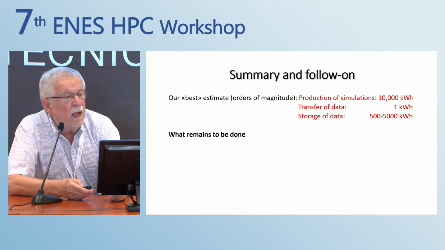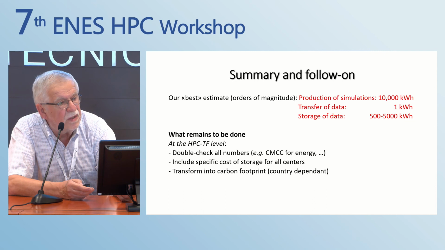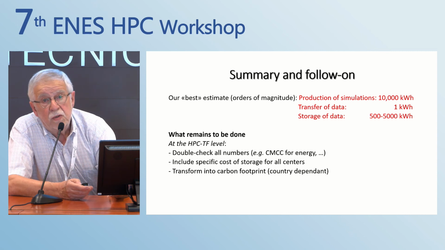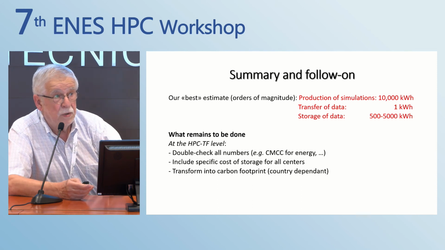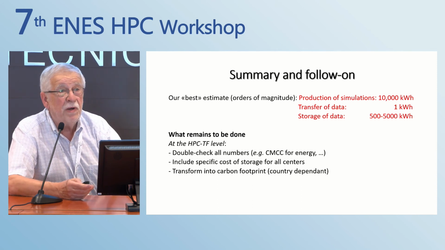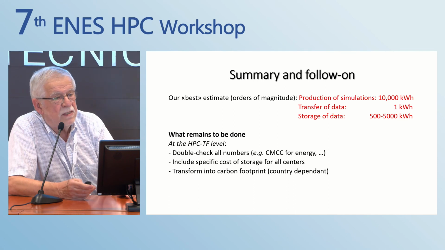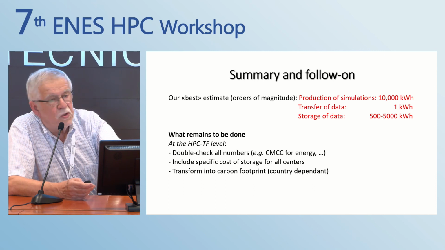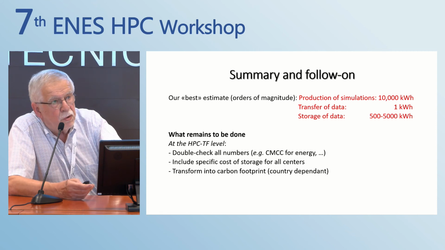So what remains to be done? We have a lot of work to do at the task force level, where this work is being done. We have to double check all the numbers, because the more we double check, the more modifications we find. So probably that's a converging process. The more we check, the less discrepancy we will find. But I'm not sure it's a converging process. Sometimes you may find surprises. The cost of storage is something which is probably easier to do, and all centers would have to look at that and say how much it costs to store such an amount of data for a year.